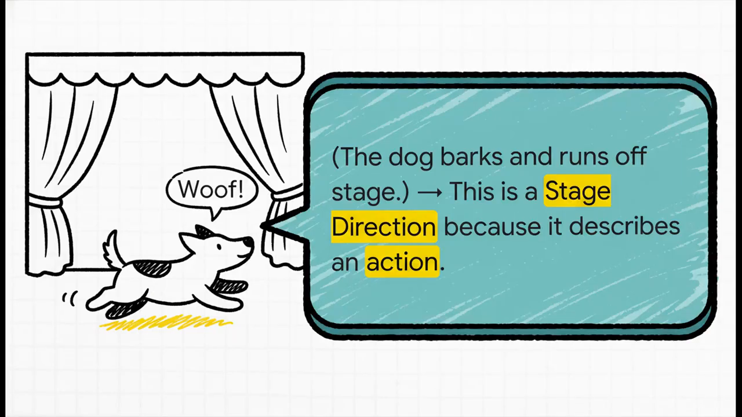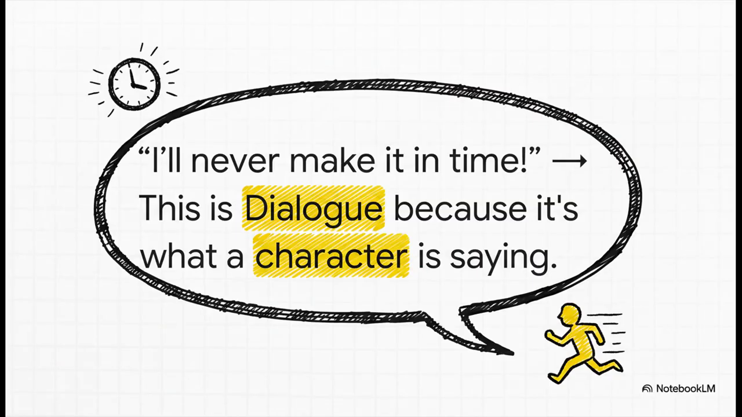Okay, let's see how you did. First up, "the dog barks and runs off stage." It's in parentheses, it's in italics, and it's describing an action. That, my friends, is a stage direction. Next one, "I'll never make it in time." Well, it's in quotes, so you know someone is saying it out loud. That's a classic example of dialogue.